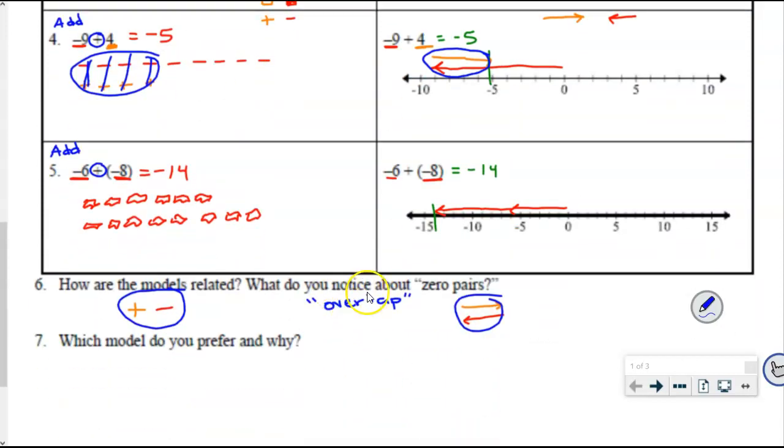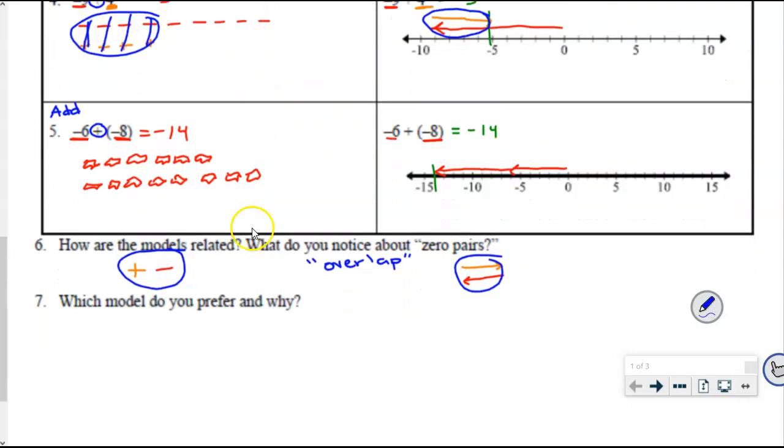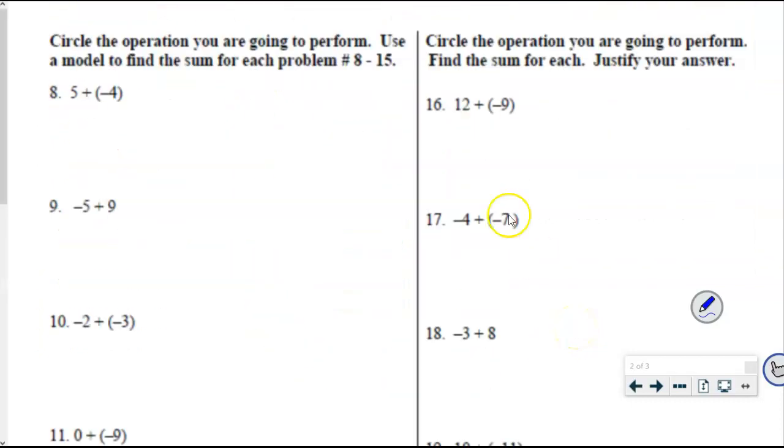And sometimes, maybe you started off liking this one until you saw the number line. You're like, wow, I really like that one a lot better. Or maybe after seeing the number line, you're like, nope, I hate that. I'm going to stick with the chips and tiles because that's what I like better. Okay, and now it's practice time. All right. For the rest of this lesson, it's really just practice.